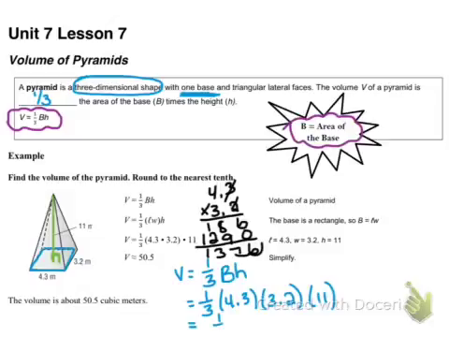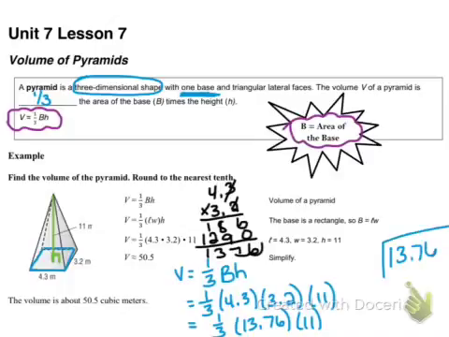So we have 1/3 times 13.76 times 11. And again, it doesn't really matter in what order I do this. I'm going to find 1/3 of 13.76.